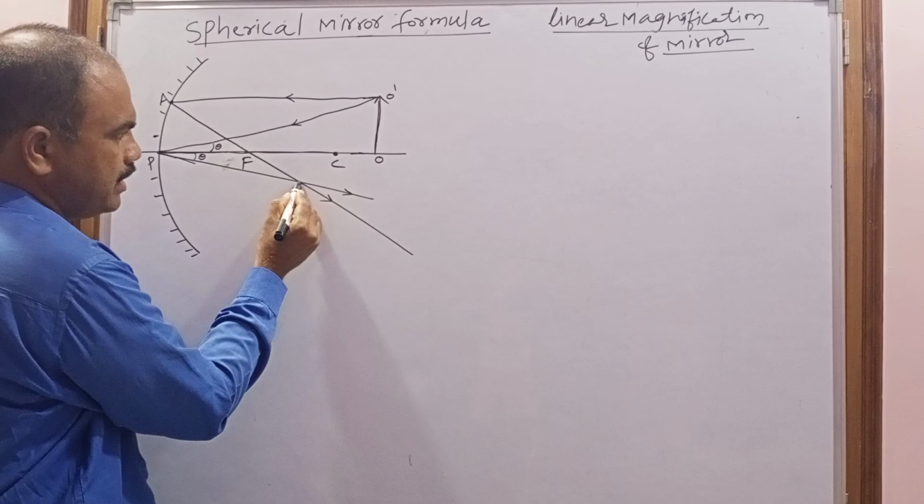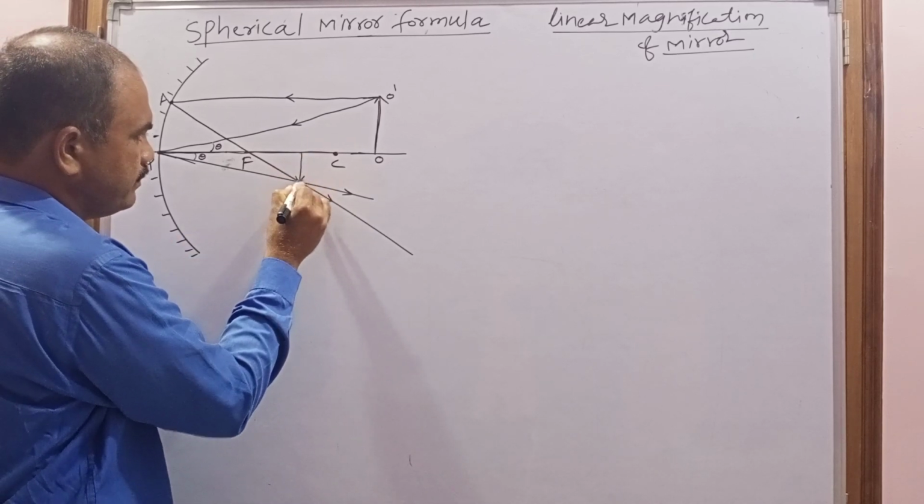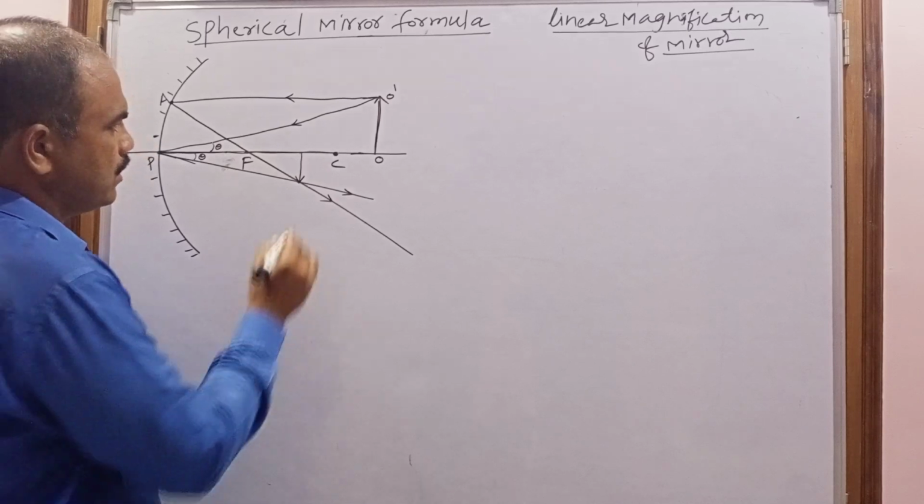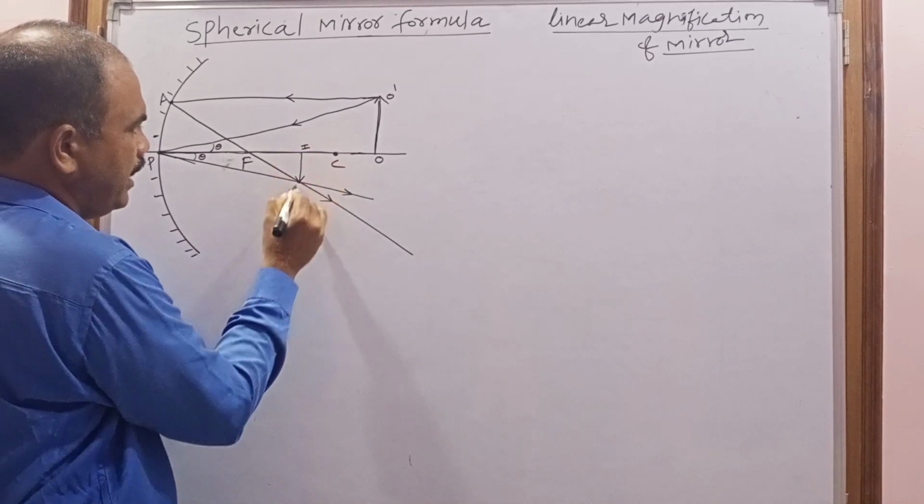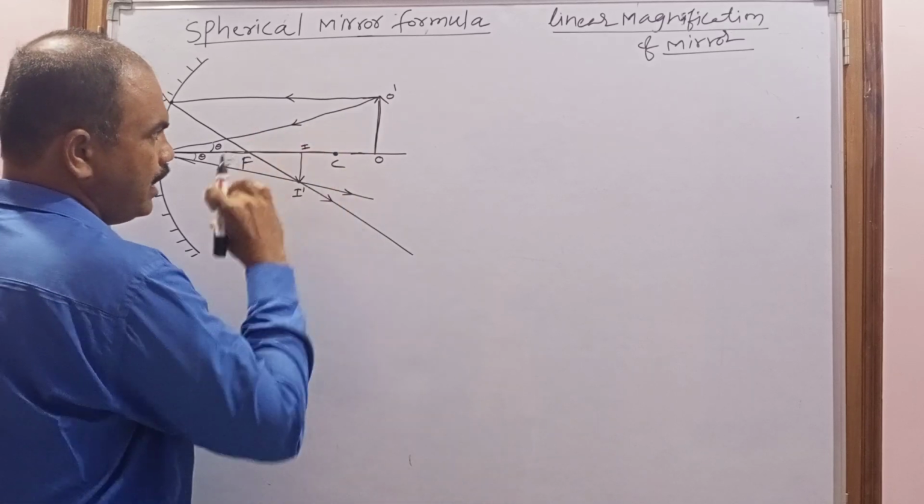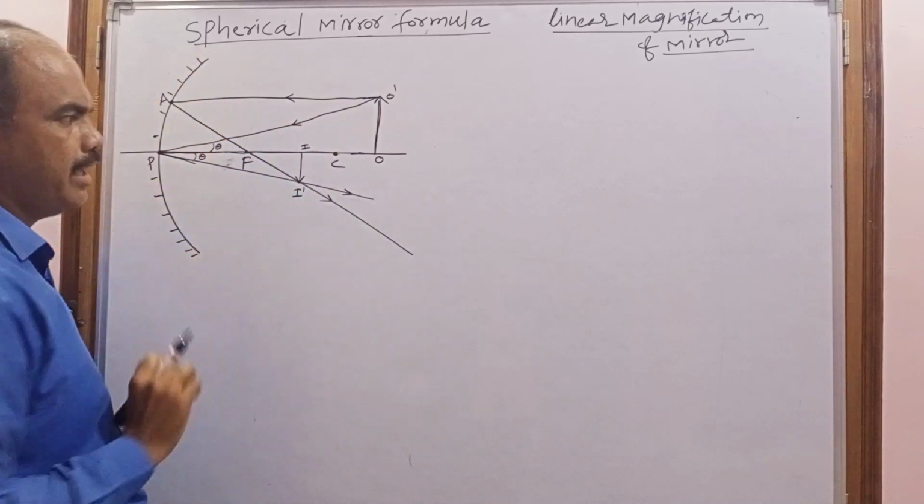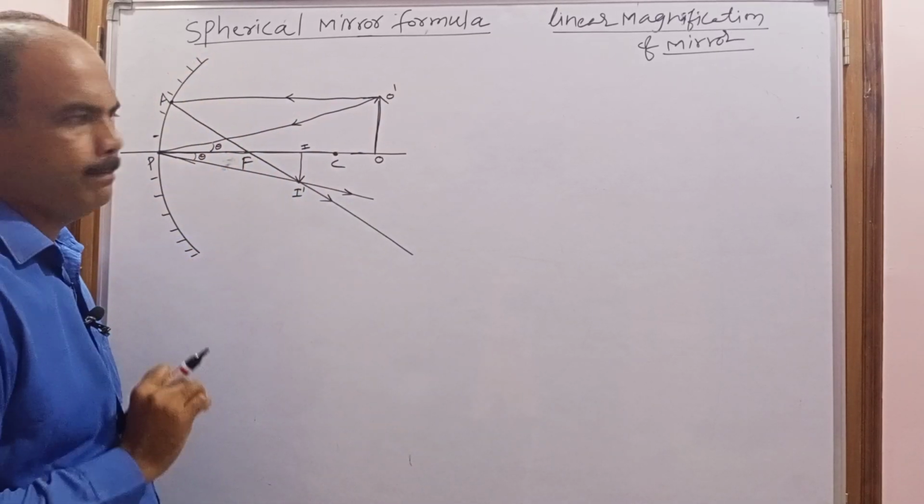Now where are the two rays intersecting? Here. Here the image is formed. This is the image. Now consider the image name to be I dash. This I dash is the image for this object O dash formed by the concave mirror.